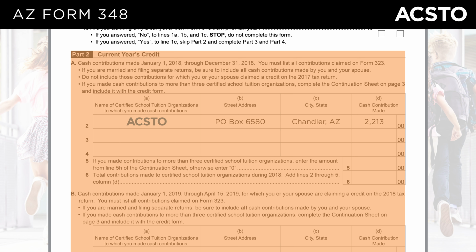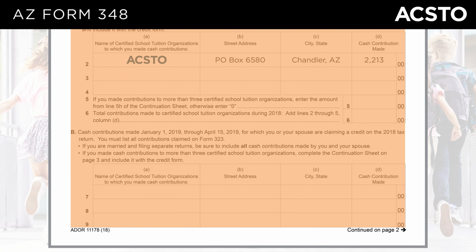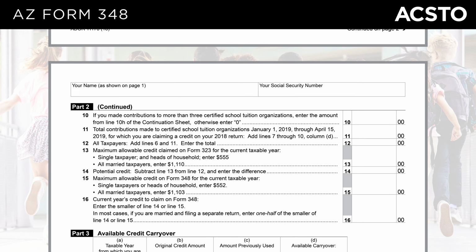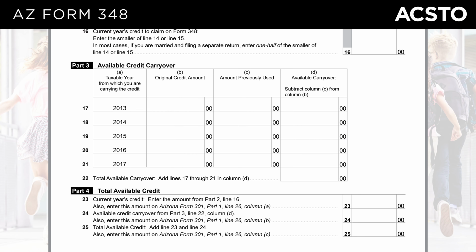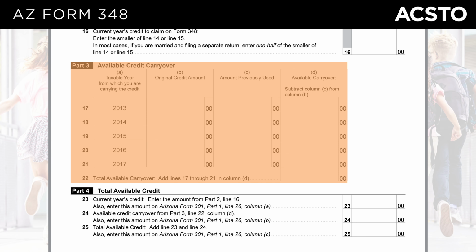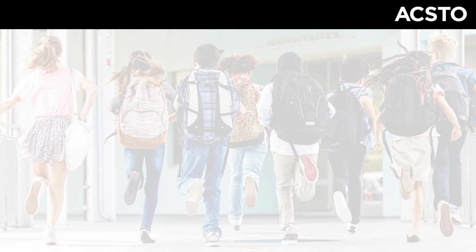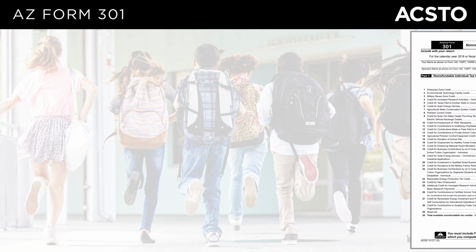Like Form 323, this form wants the total amount you donated to ACSTO. As you progress through the form, it will show you exactly how much of your donation will count for the overflow tax credit. And for those who need it, Part 3 is to account for any overflow carryover from previous years. Everyone who donated to ACSTO or any tax credit will need to complete Form 301.